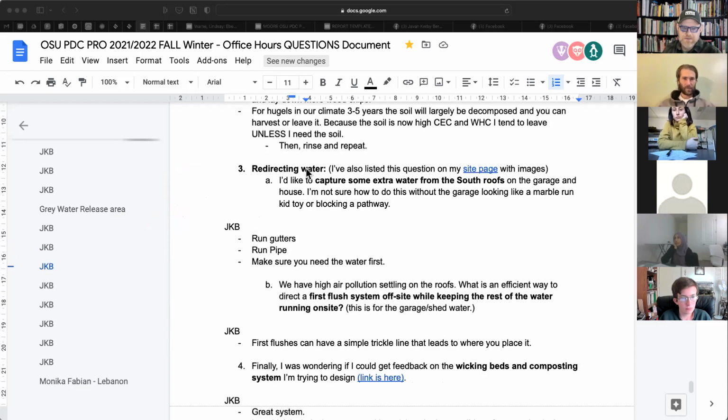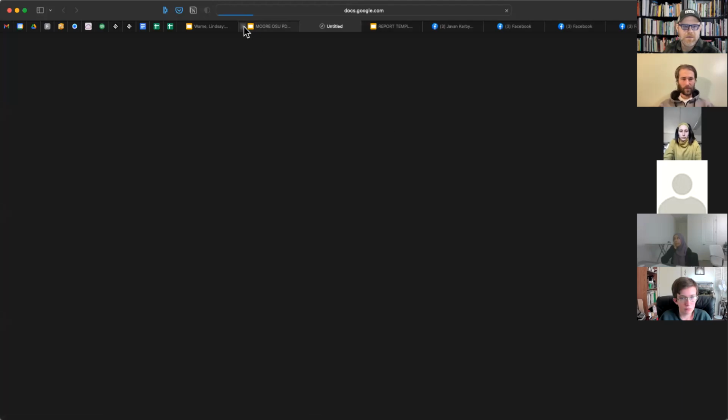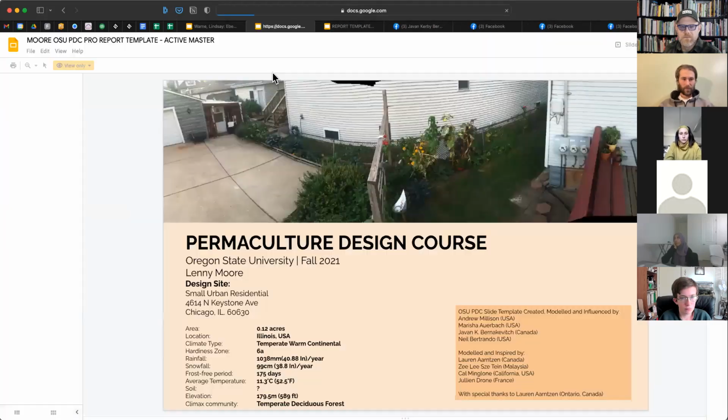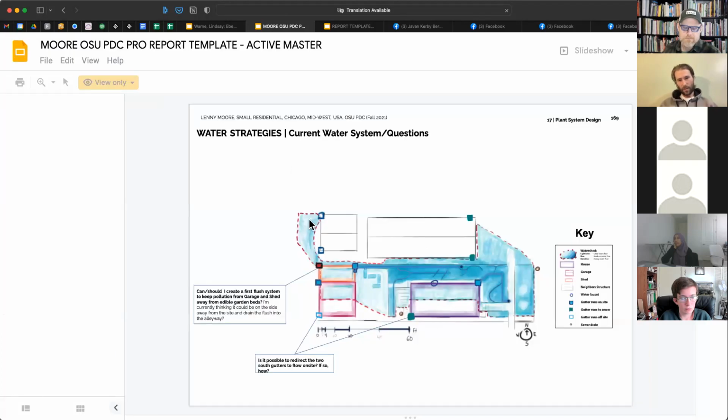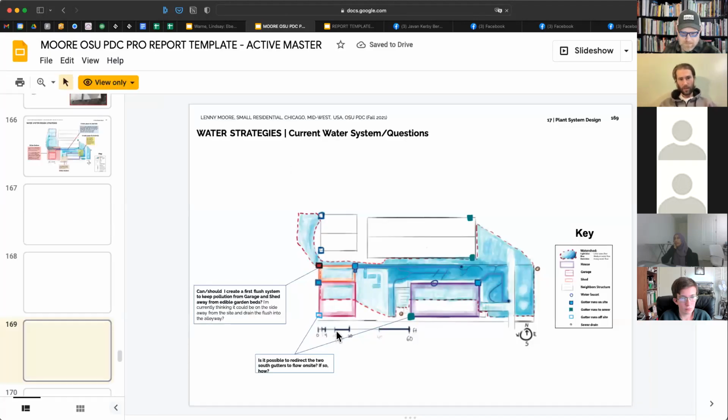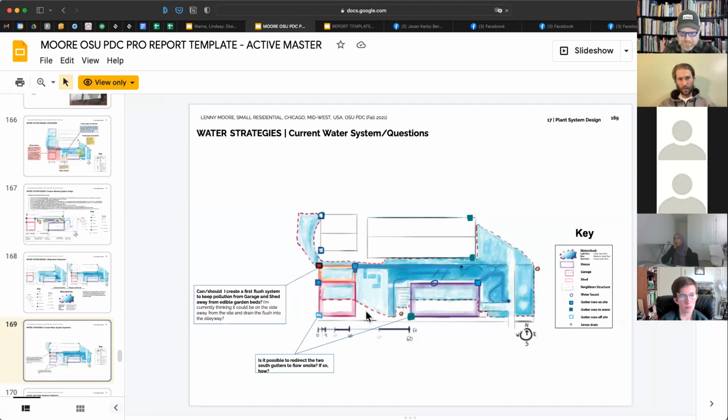So, redirecting water. I'd like to capture some extra water from the south roofs on the garage. So we took a look at this. I took a look at this before. So currently there's around 30,000 liters coming off of the shed and the garage. Shed and the garage together.